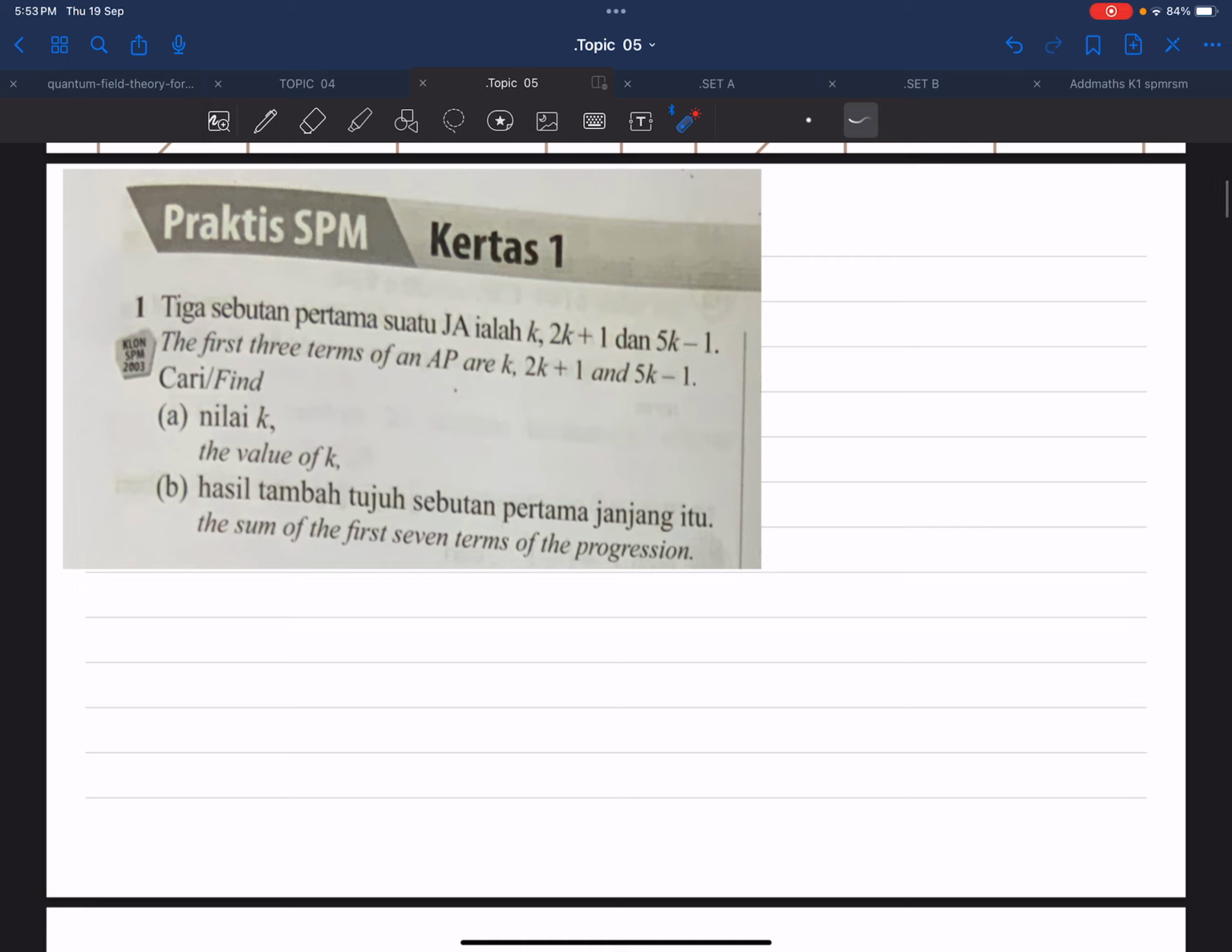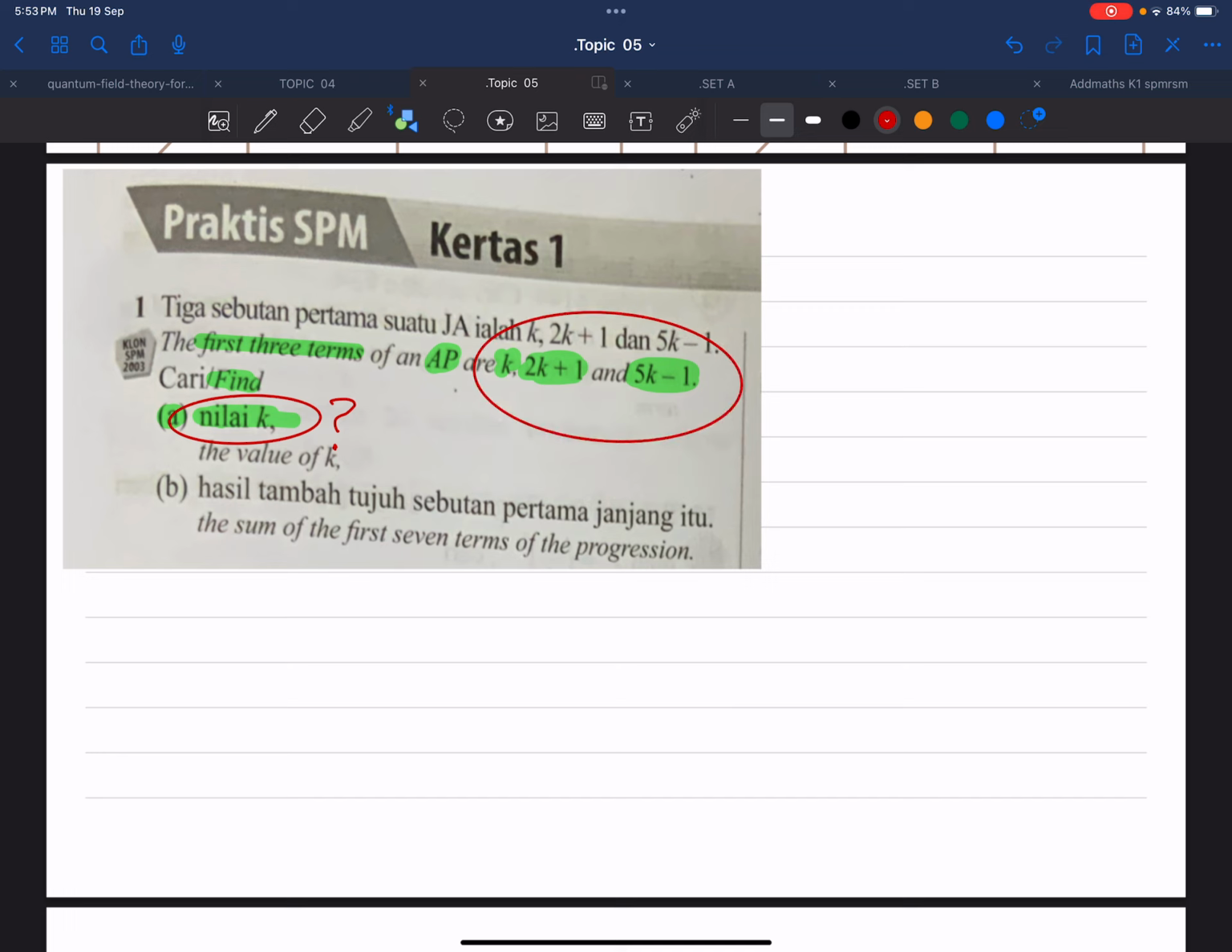Step 1, collect what is given. The first three terms of an AP are K, 2K plus 1, 5K minus 1. The question is asking, find the value of K. So what they ask, we put a question mark and we start from what they ask. They are asking K. We go to the AP that has K.